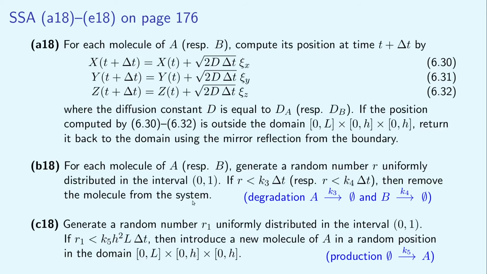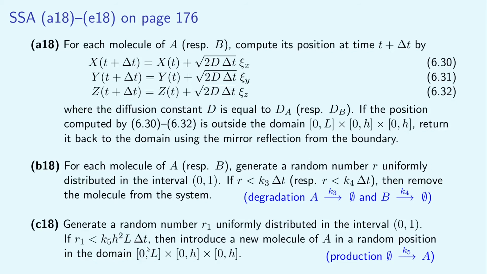Degradation of A and B is implemented in step B18, using the same approach as in our previous example. For each molecule of A or B, we generate a random number R uniformly distributed in the interval 0, 1. If it is less than the probability of degradation, we remove the corresponding molecule from the system. The next step describes the production of molecules of chemical species A. Again, we use a random number R1 to check whether the production reaction occurred.